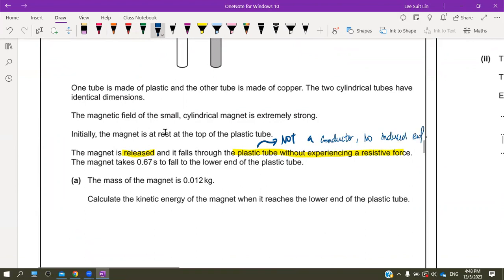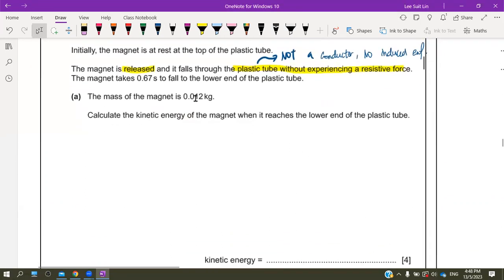Okay, and it says here that the magnet takes 0.67 seconds to fall to the lower end of the plastic tube. The mass of the magnet is 0.012. Calculate the kinetic energy when it reaches the lower end of the plastic tube. Okay, so I guess I need to be able to find the speed.